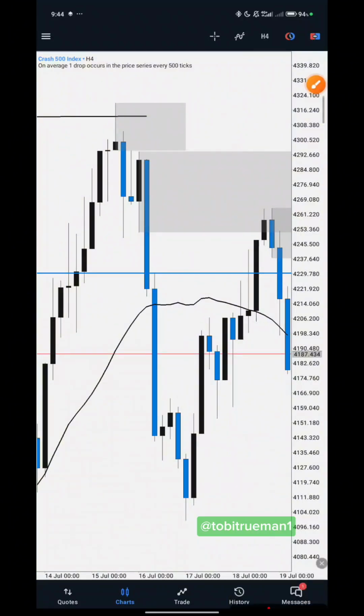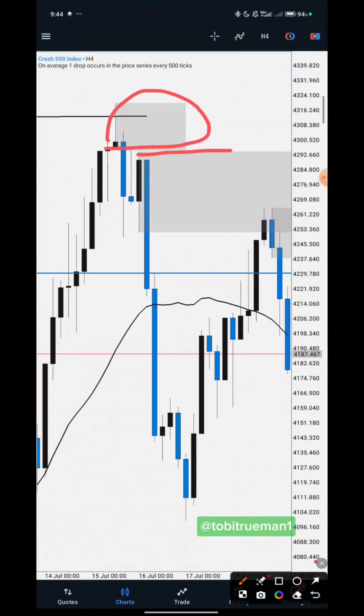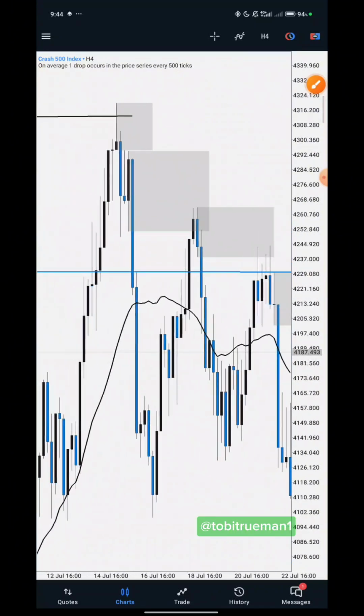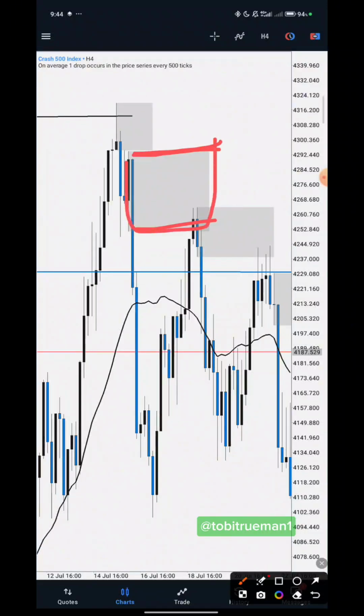You see, price did not actually tap into this particular entry. So when price doesn't tap into it, this is another block. Okay, this is a demand zone now. This is a demand zone. So when price came and tapped into this particular demand zone, what do we expect?